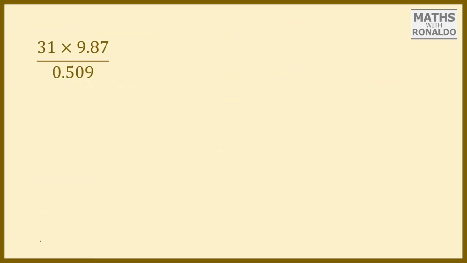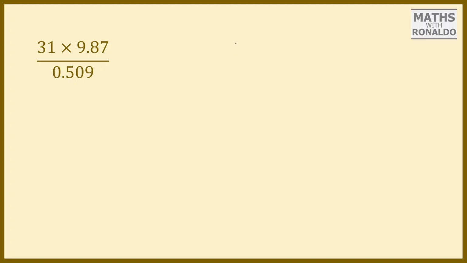Sometimes we want to estimate our answers. And for example here, we could round each the 31, the 9.87 and the 0.509 to suitable numbers so that we can do this on paper without doing long calculations. This is called estimation, and to know how to estimate you need to know how to round.